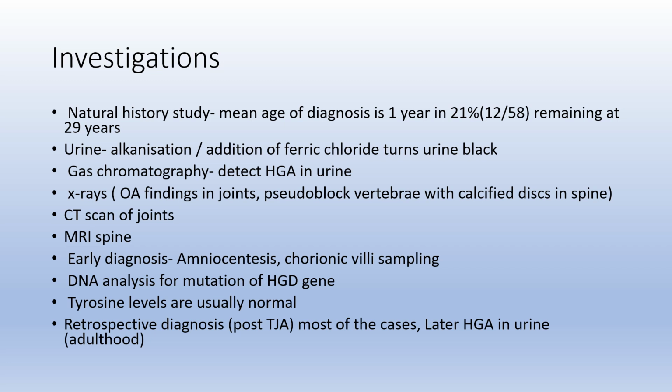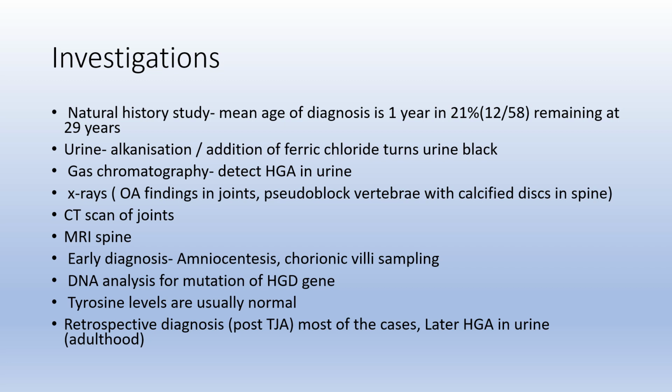The natural history study done by Von Futkal in 2002 postulated that the mean age for the diagnosis of ochronosis is around 1 year in 21% of the patients, which is 12 patients out of the 58 in the study, while the majority, 79% of the patients, presented at 29 years of age, which again confirms that presentation is usually in early adulthood rather than early childhood or after birth.